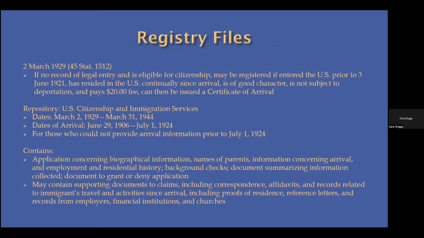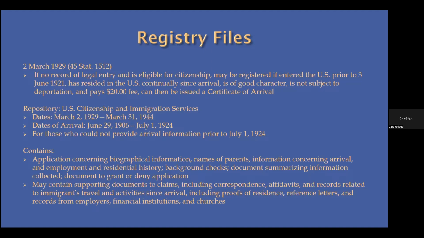But what happened if someone could not prove legal entry? The Registry Act of 1929 solved that problem. And registry files exist from 1929 through the beginning of 1944 and relate to arrivals from June 29th, 1906 to mid-1924. And these files basically prove how long someone has been in the US and where they've been. They begin with a registry application that provides information on the immigrant's parents, arrival information, and questions regarding the immigrant's time in the United States.